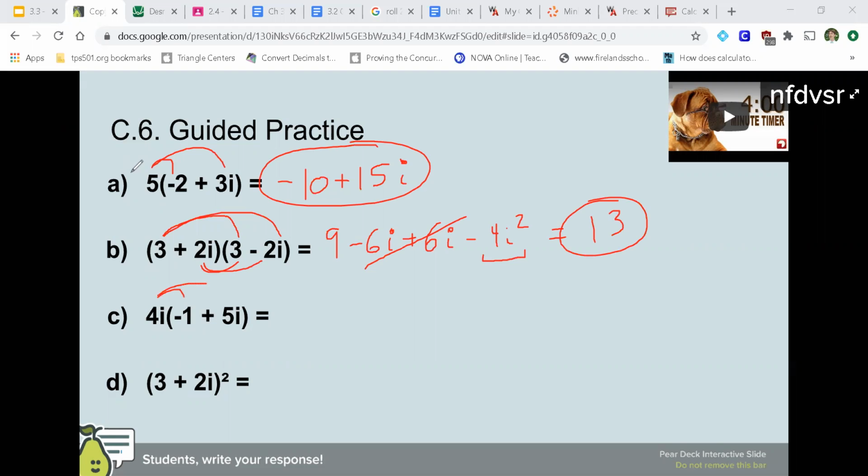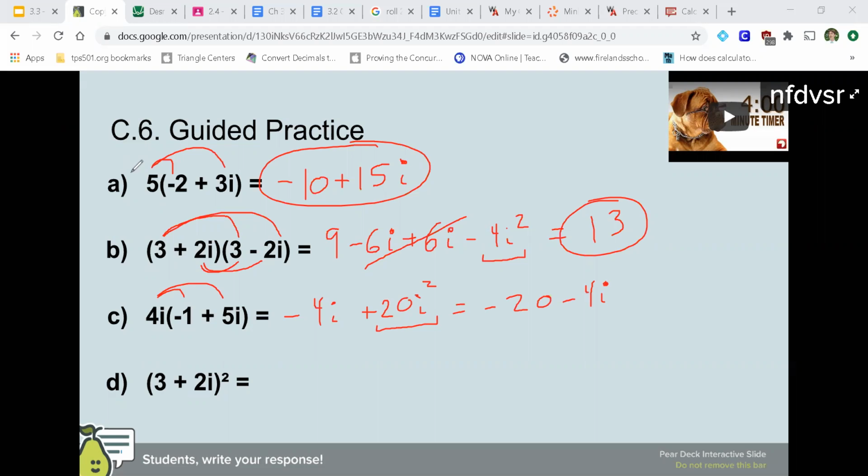If I distribute here, I get negative 4i plus 20i squared. But again, that's really negative 20. So I'd write that as negative 20 minus 4i.